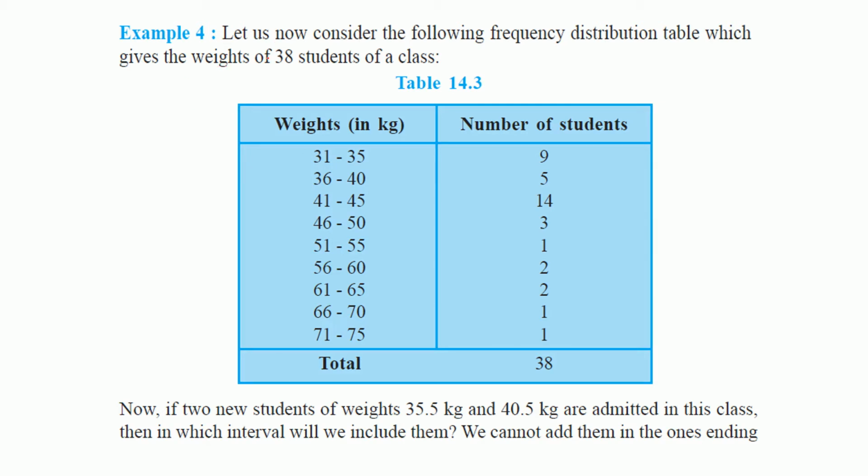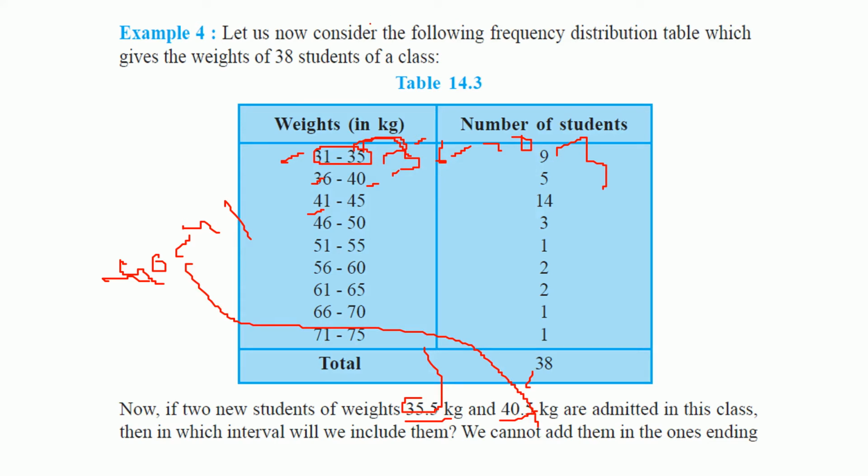Let us now consider this frequency distribution table, which gives the weight of 38 students: 31 to 35, 36 to 40, 41 to 45. All these have some number, and if 2 new students of weight, say this and this, are admitted in this class, then in which interval will you include them? Now the problem arises: 35.5 lies between 35 and 36. Again 40.5 lies between 40 and 41. So how to add them? There is a problem.